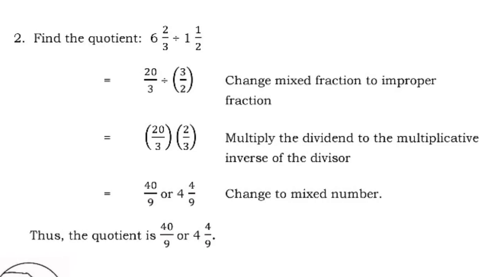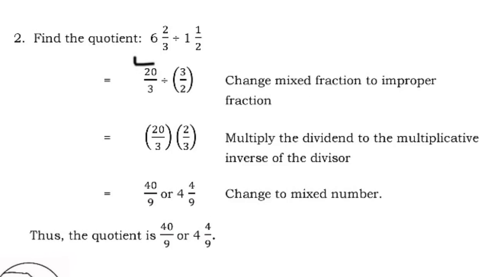Then number 2, find the quotient 6 and 2/3 divided by 1 and 1/2. These are mixed numbers, so we're going to make them improper fractions. 3 times 6 is 18 plus 2, 20 over 3, divided by 2 times 1 is 2 plus 1, 3, so 3 halves. We're going to have 20 over 3 times the reciprocal of the divisor 3 halves, which is 2/3. So 20 over 3 times 2/3.